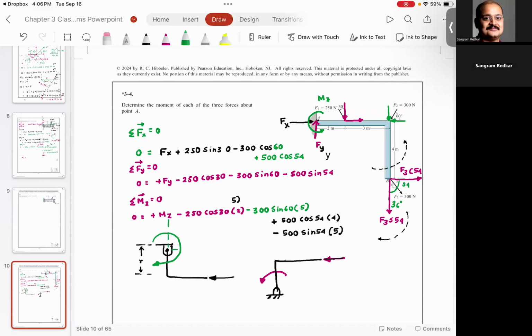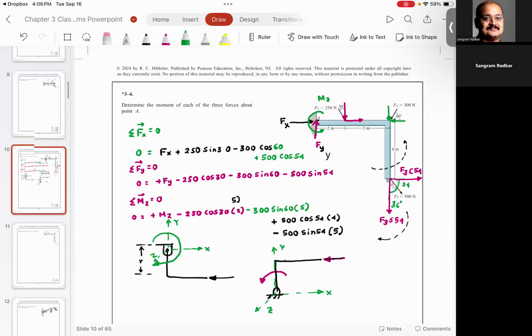So if this is x, this is y, this has to be z. Same thing. This is x, this is y, this is z. You can't change the coordinate system. Always right hand coordinate system. Everyone understood this? So please be very careful with this setup.